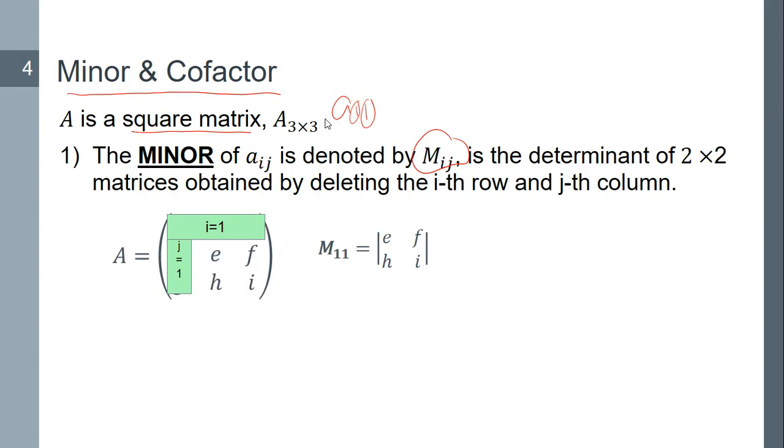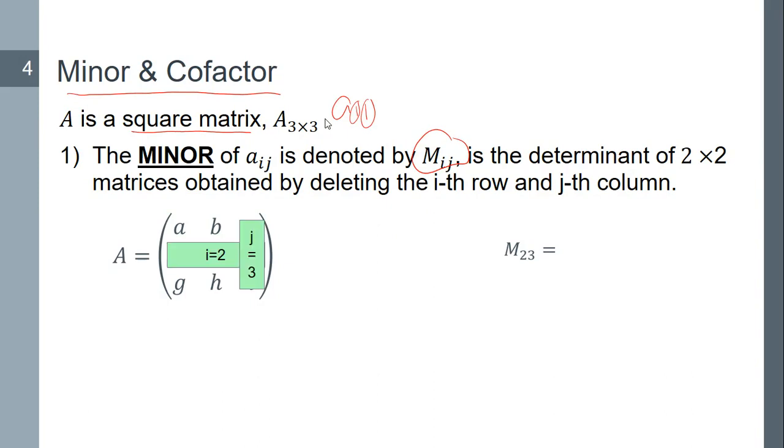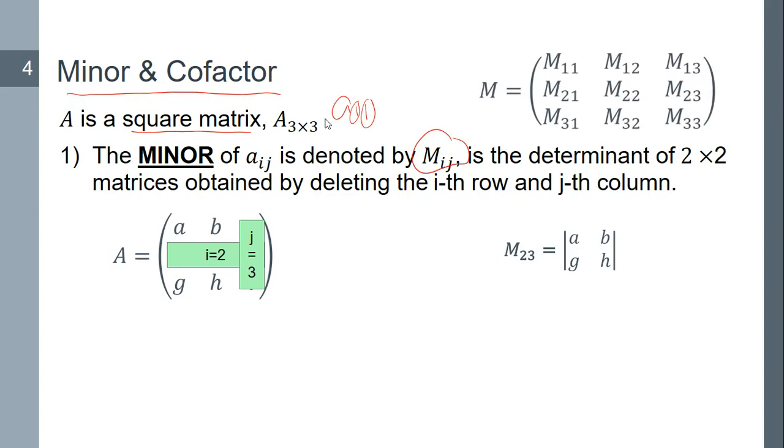So we find the determinant of EFHI. And then let's say you want to find the minor for your M23. So you are covering your row 2 and the column 3. So you're going to find the determinant of A, B, G, H.